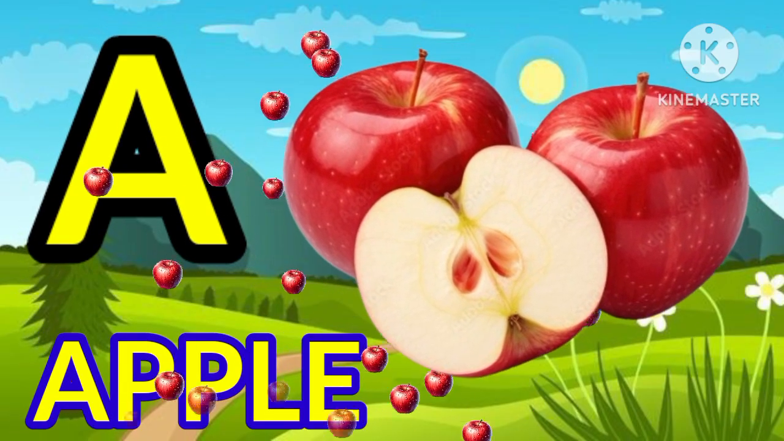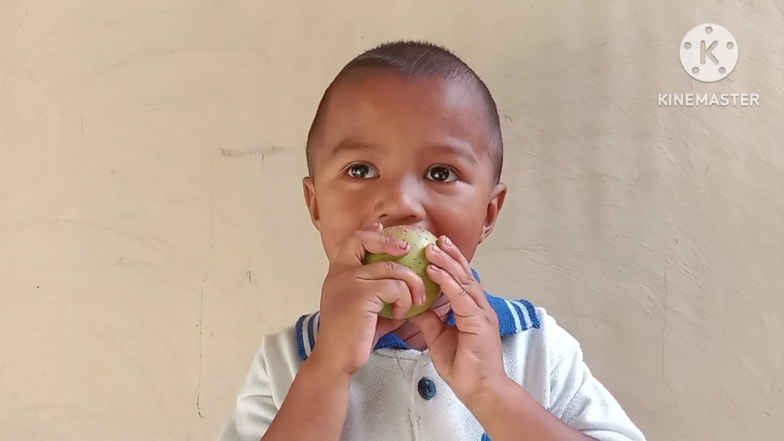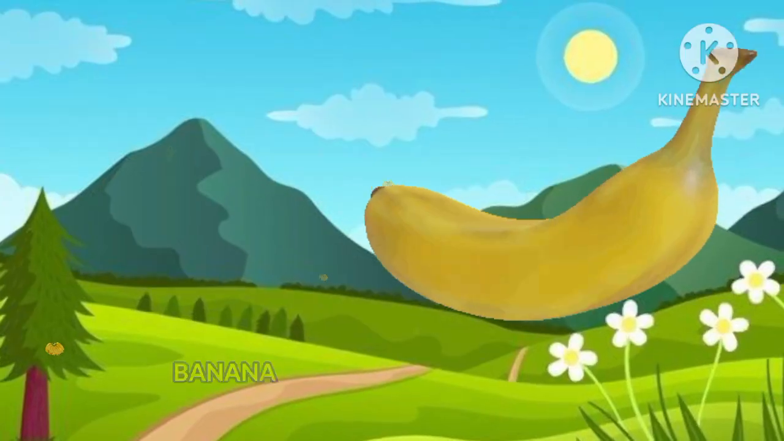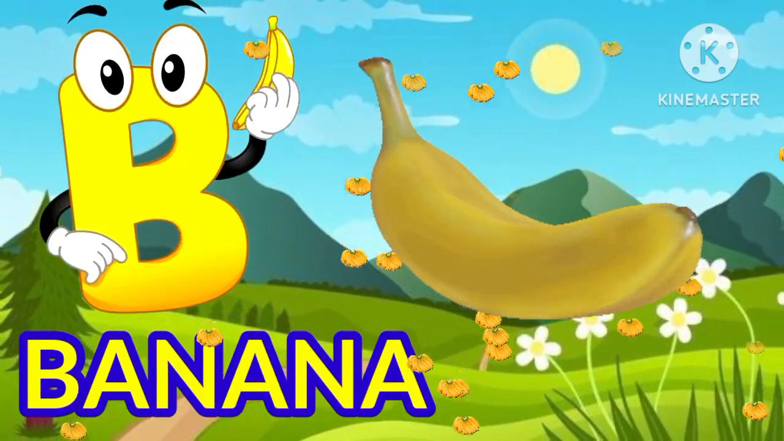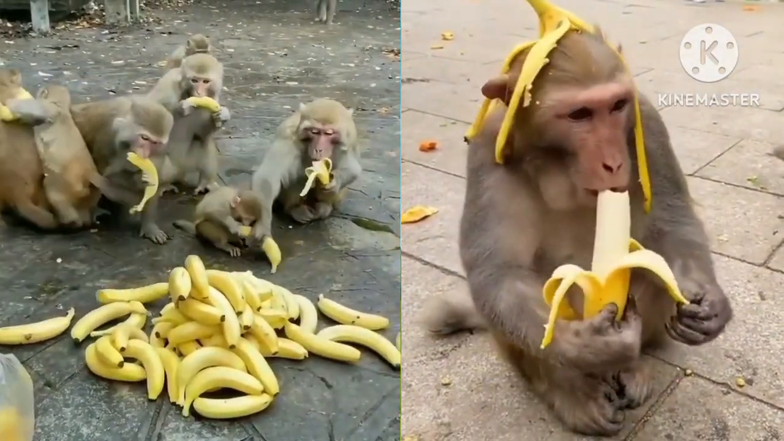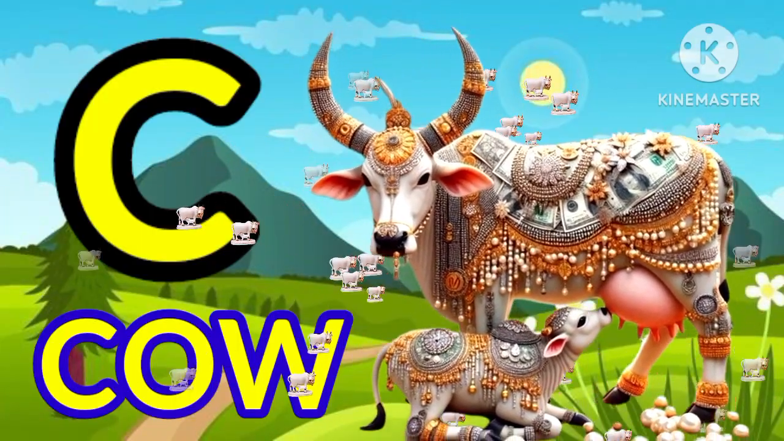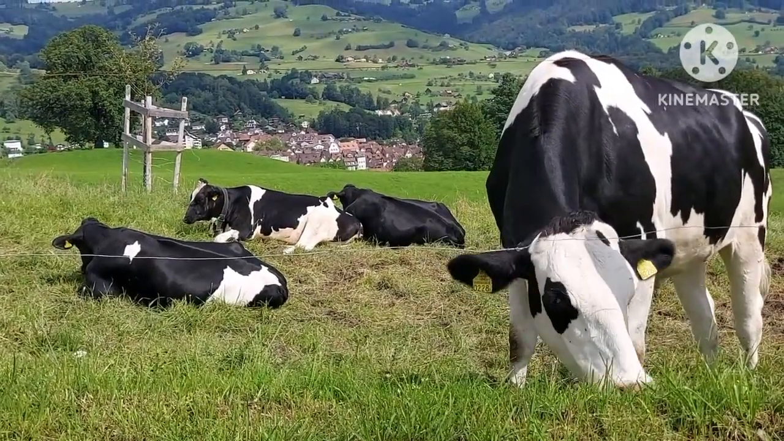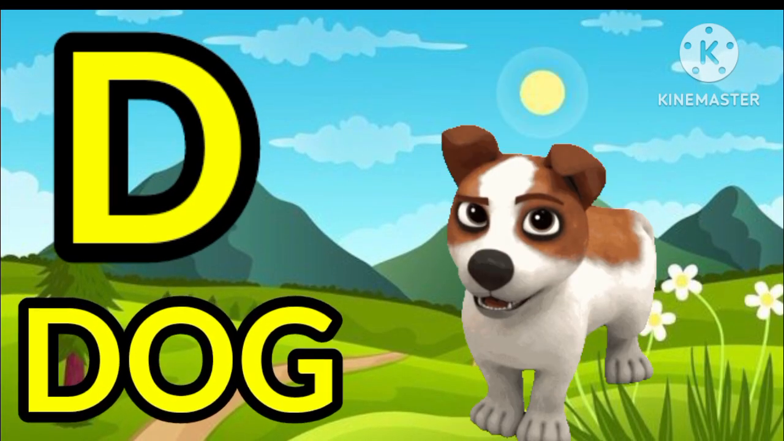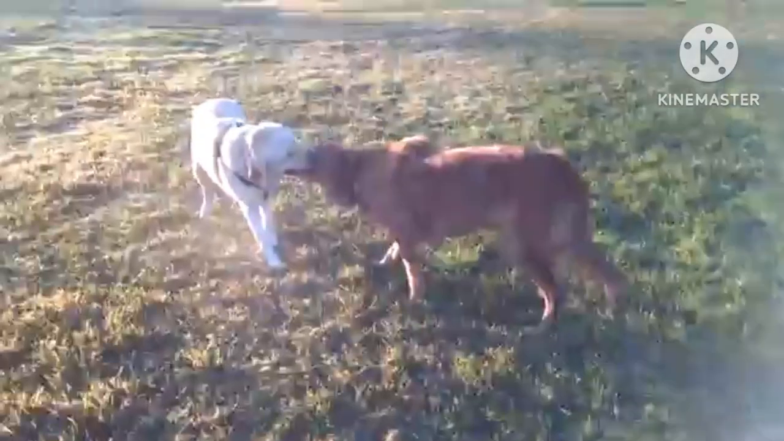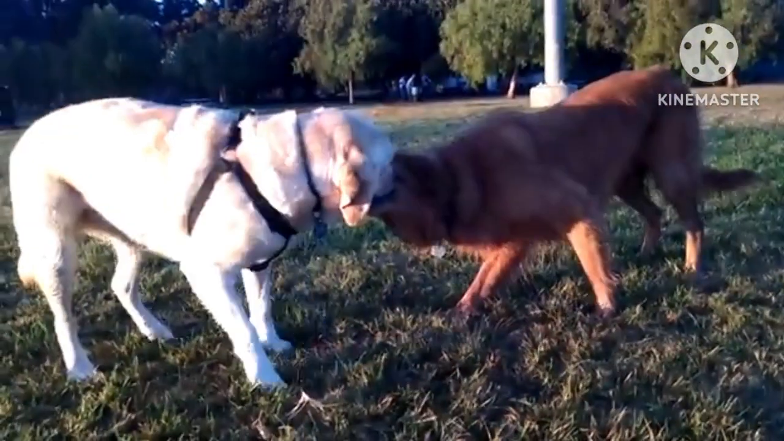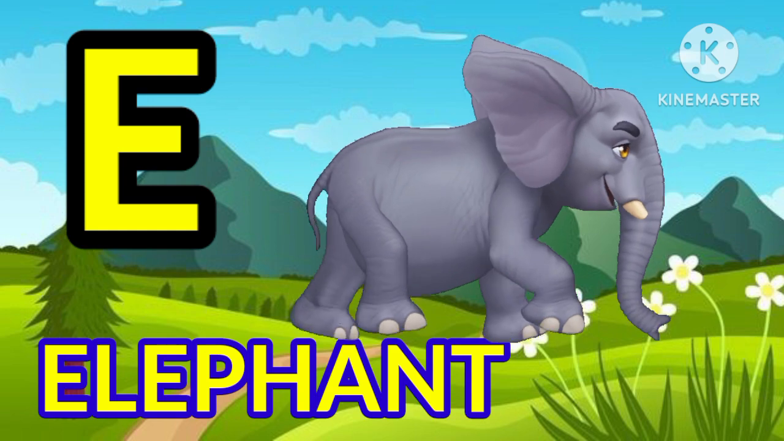A for apple. B for banana. C for cow. D for dog. E for elephant.